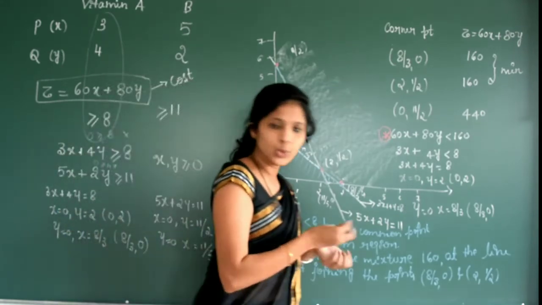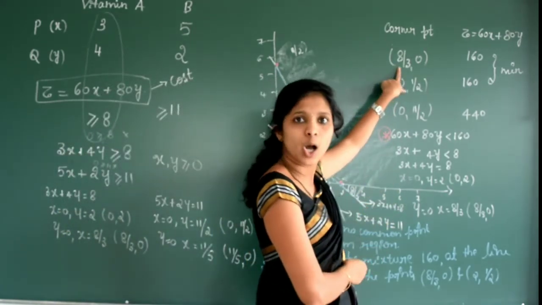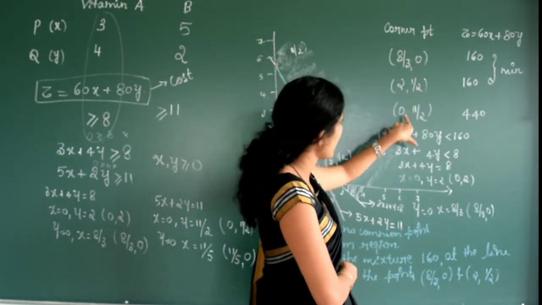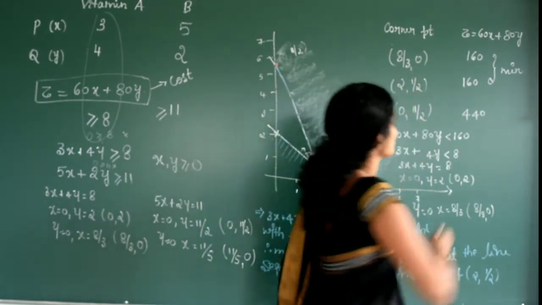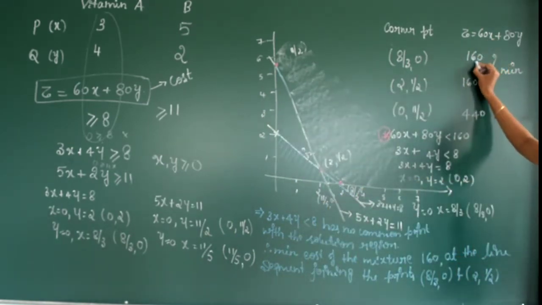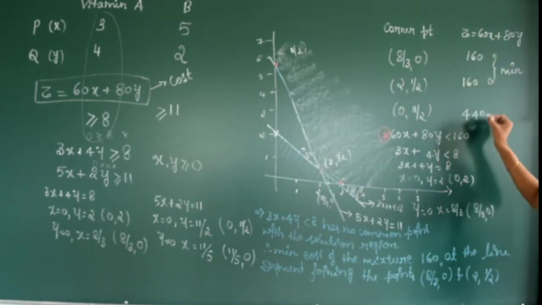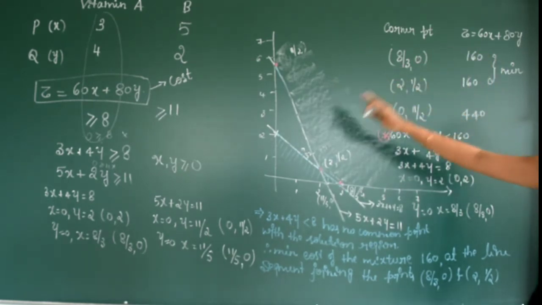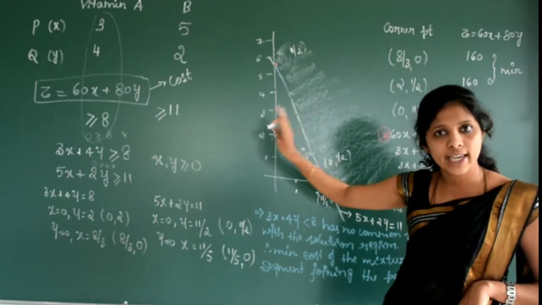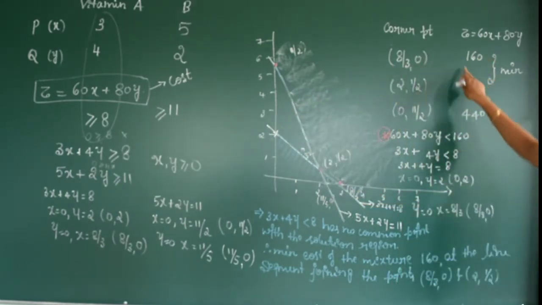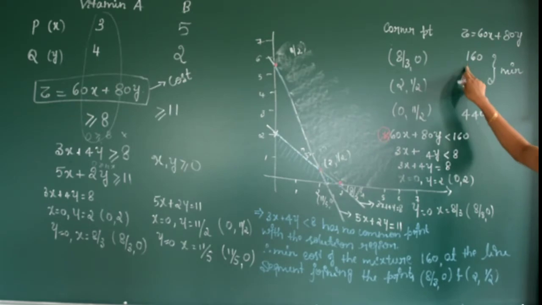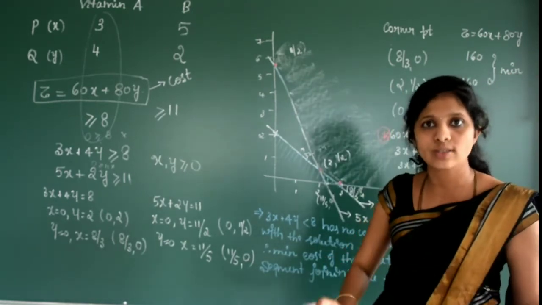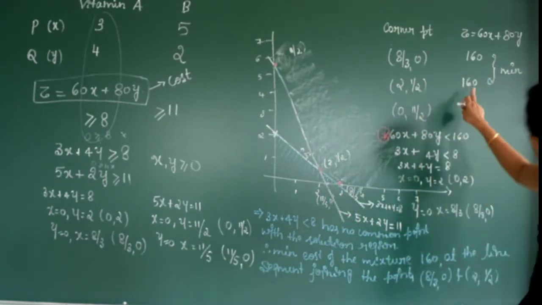After that, what you have to do? You have to substitute these corner points in the z. So (8/3, 0), (2, 1/2), and (0, 11/2). If you substitute in this, you will get the first one as 160, this is 160, and this will be 440. Is it clear? Since the graph is unbounded, we cannot directly say this is the minimum value. Here two minimum values are possible, 160 and 160, but we need to check with this one.